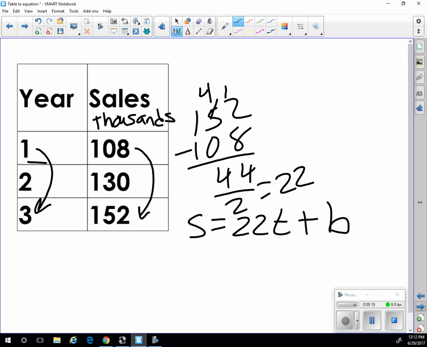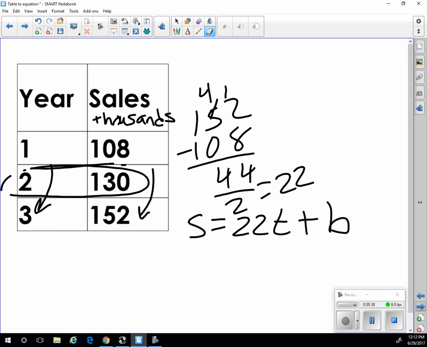We won't choose the 1 for the starting value because we want that to be when t is 0. So when we put in a 1, we'll get 108. So it needs to be 22 less than 108. But let's just choose any point here. Let's choose that one maybe.